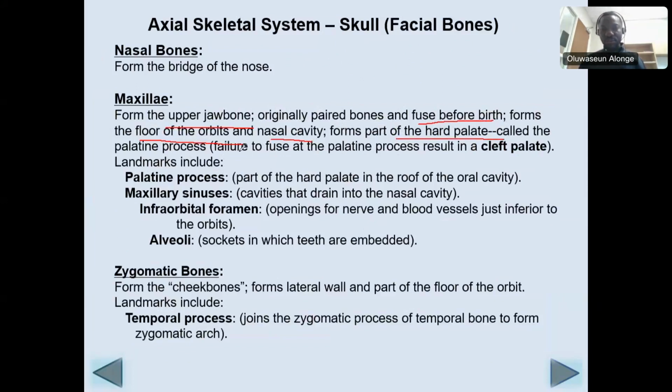And so the landmarks: we have the palatine process, which is part of the hard palate in the roof. We have the maxillary sinuses, which also drain into the nasal cavity. We have the infraorbital foramen that I showed you the other time. Again, foramina are openings, so they allow nerves and blood vessels to pass through. We have the alveoli there, which are sockets in which teeth are embedded. Now, the zygomatic bone, that's what I showed you that had a temporal process on it that formed the zygomatic arch with the temporal process, right? Okay, let's go.